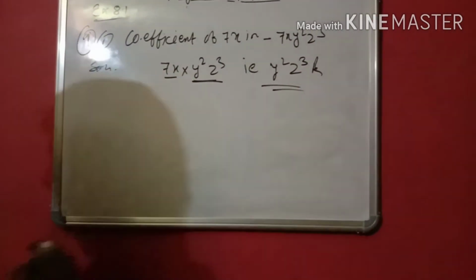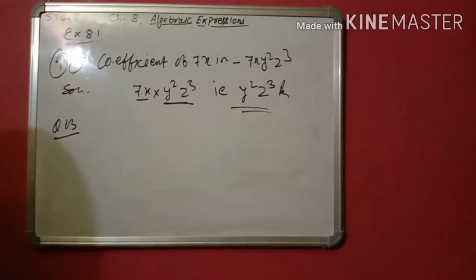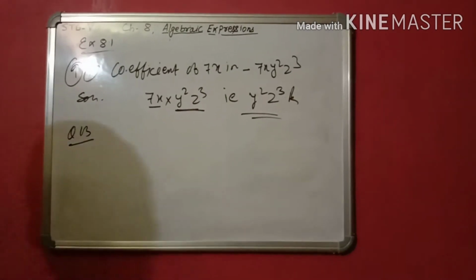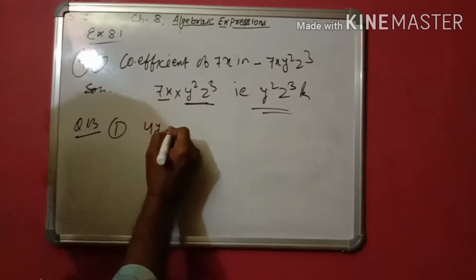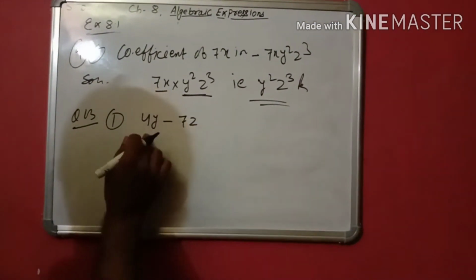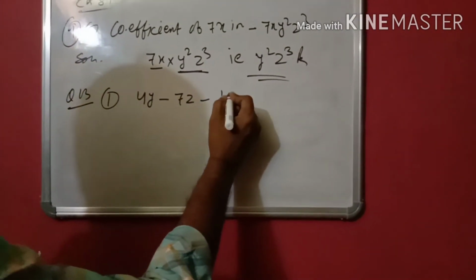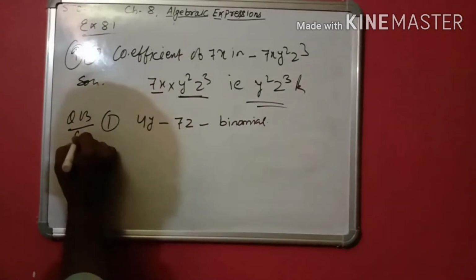So write down please. Question number 13. It is given, classify into monomials, binomials and trinomials. So first of all, see, it is given 4y minus 7z. So how many terms are there? 1, 2 terms are there. Therefore this is what? Binomial. So all these are solutions.